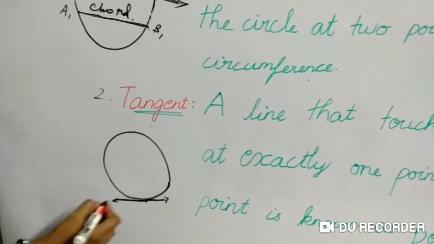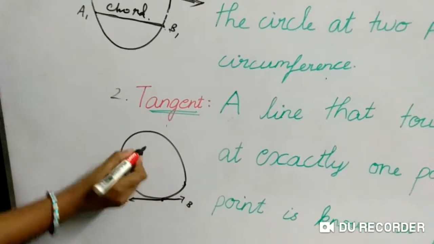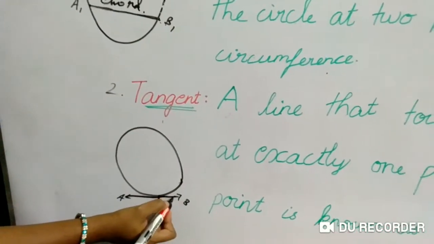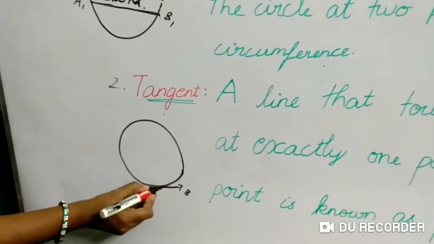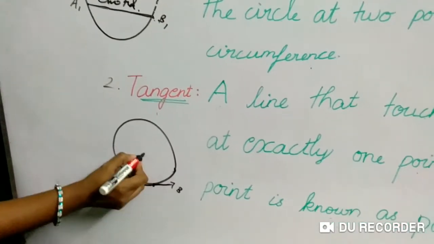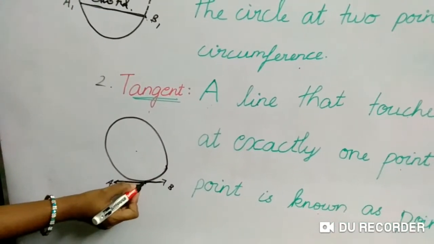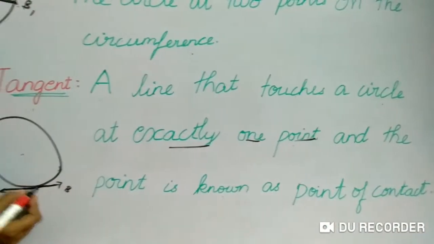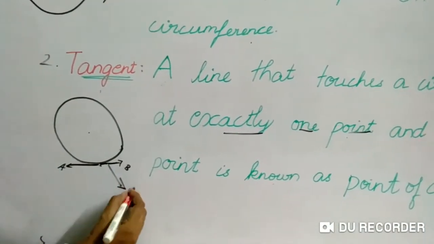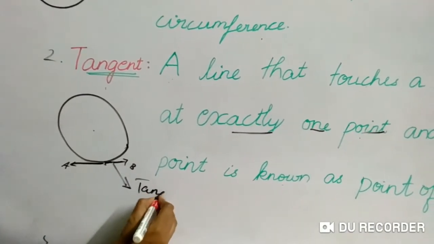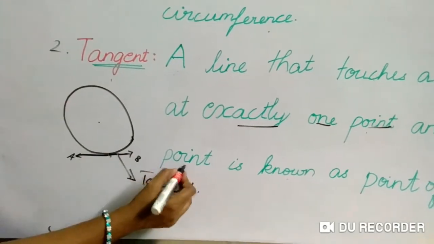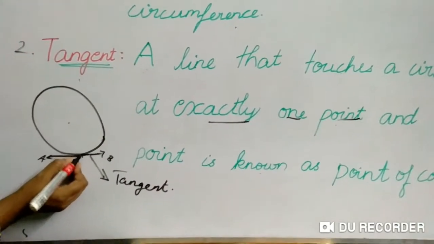See, consider this line. In a circle, you can draw any line, but if it meets the circumference of the circle at exactly one point, this line is called a tangent. And this point of intersection is known as the point of contact.